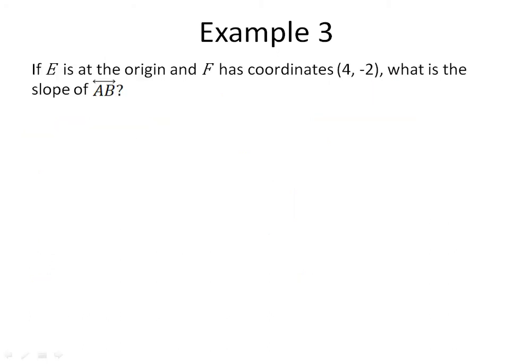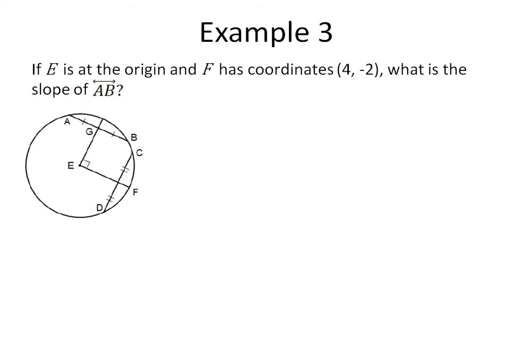Okay, example 3. If point E is at the origin, so it has the coordinates of (0, 0), and F has coordinates (4, negative 2), they want to know what is the slope of line AB. Okay, so the center of the circle is at (0, 0). Point F down here has the coordinates (4, negative 2). They want the slope of this chord up here at the top.